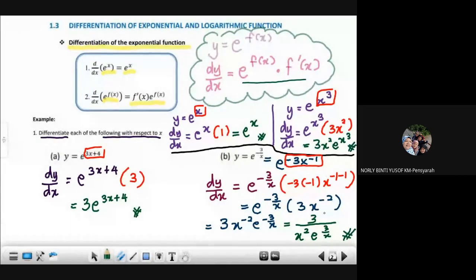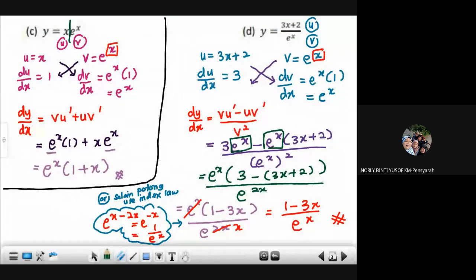Okay. And make sure when you rearrange, you letak kat depan the 3x power of negative 2 as algebra ataupun polynomial. And then you see that the power of x and e is power of negative. So you boleh bawa ke bawah lah dua-dua term tu. Tinggalkan 3 tu as numerator. And then same goes for C.